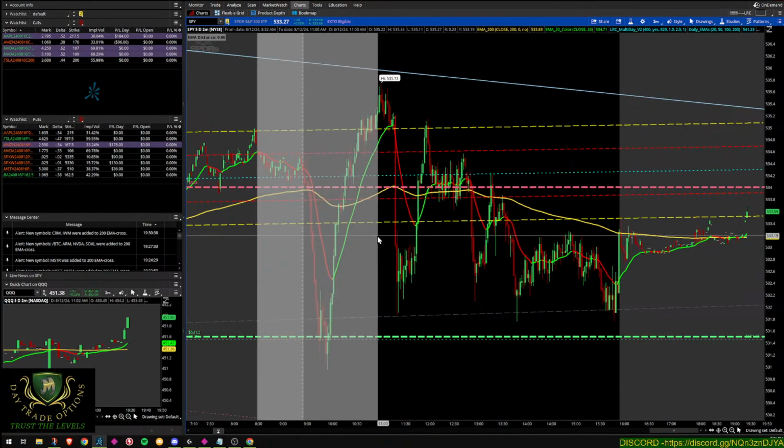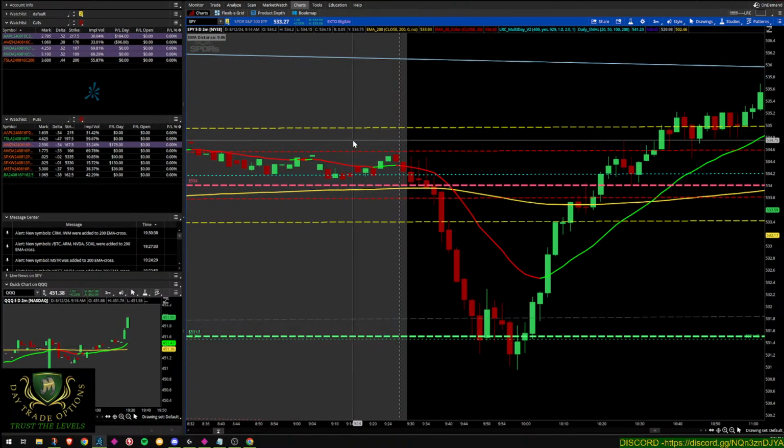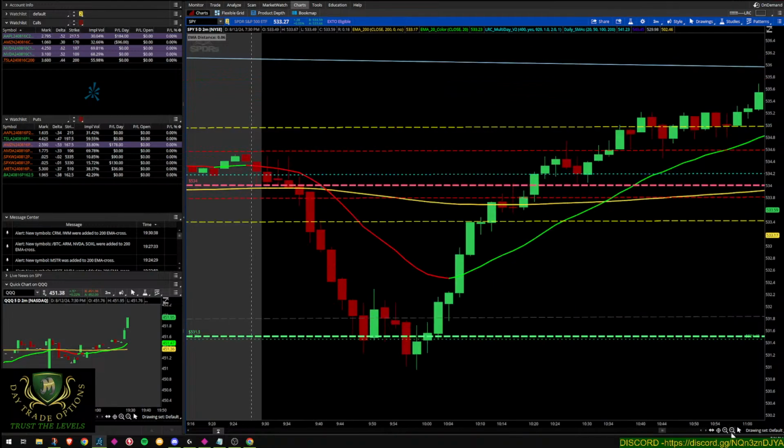So I actually missed this one because I was in another trade. I'll show you my accidental trade. It was kind of stupid, but it is what it is. It happens. I was able to reduce most of my loss, so that helps. So I didn't get in on this trade, but this would have been the perfect trade. This is an A+ setup.